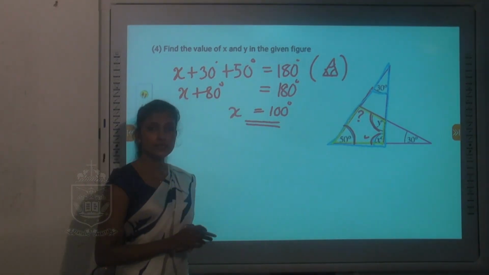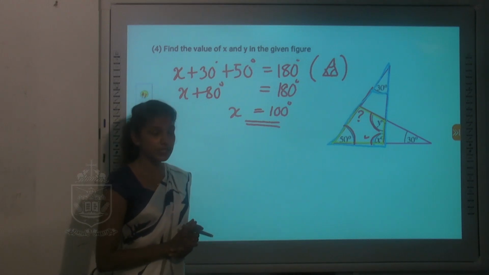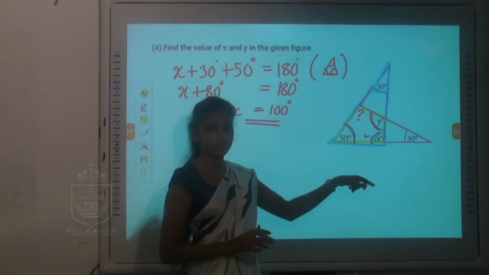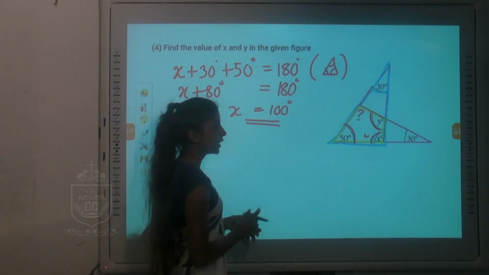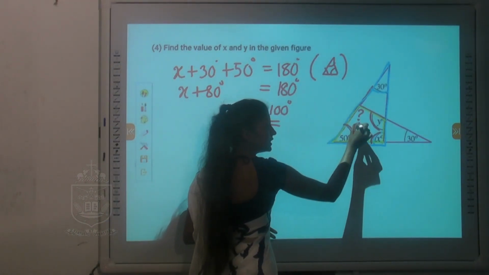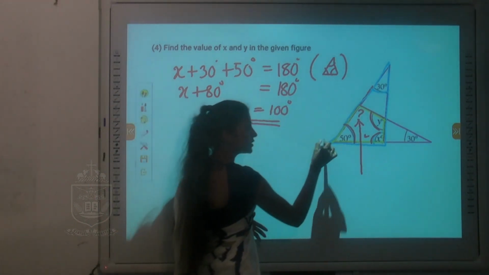Even no letter is denoted there. So you should know that angle first before finding y. Otherwise you can't find y. It will be difficult. So how can we find this angle? It is very easy children. Consider the triangle, this triangle.